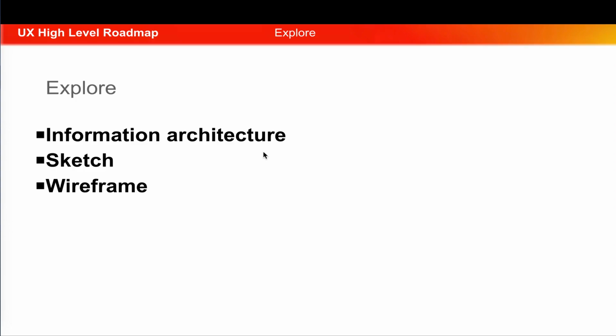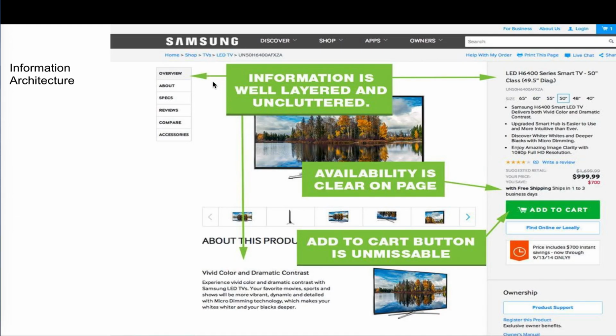Now we're in the explore phase. This is where we're going to learn about information architecture, sketching, and wireframing. So information architecture, as you can see, is where we're going to basically lay everything out. For instance, if you were to click Discover, there'd be a big drop-down menu. This is where you have to figure out what's going to go under Discover, which thing is going to go first, which is going to go last.